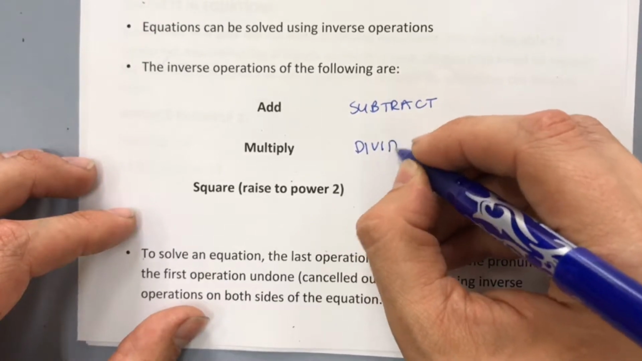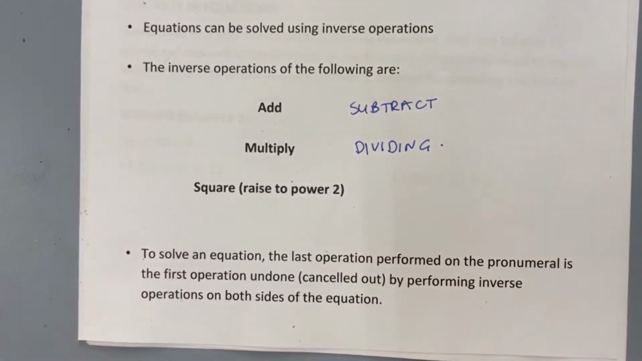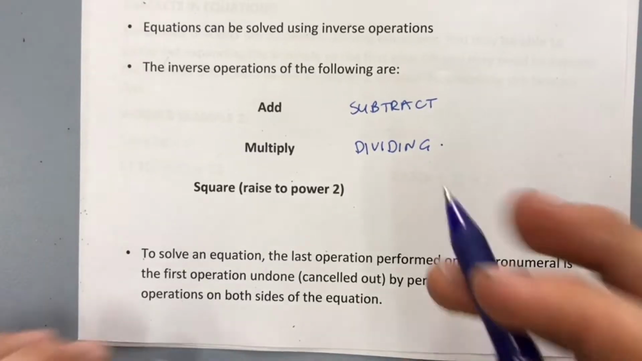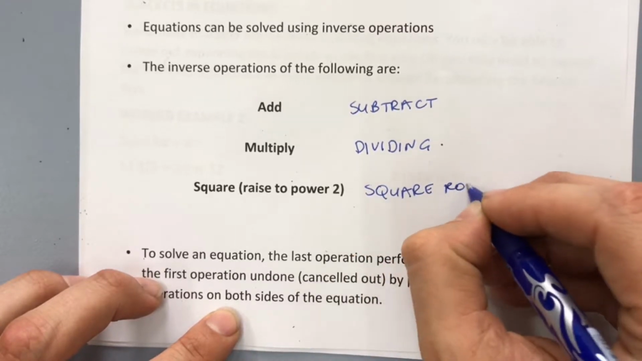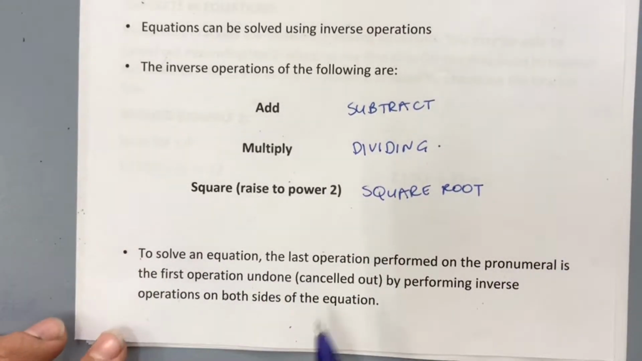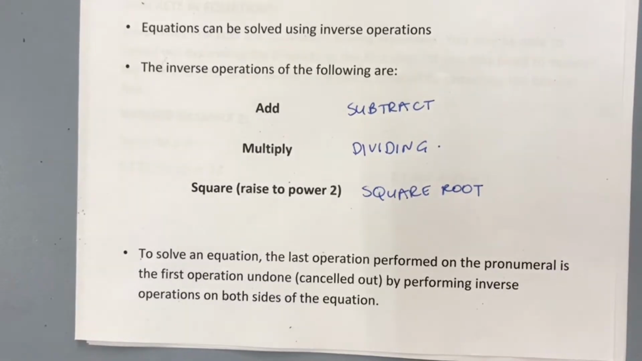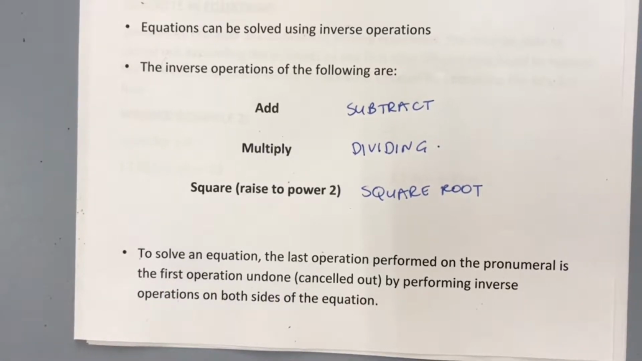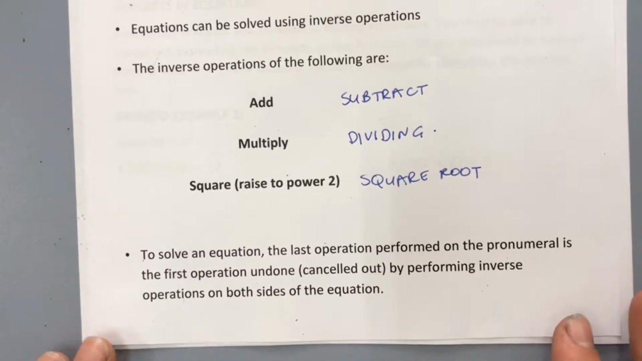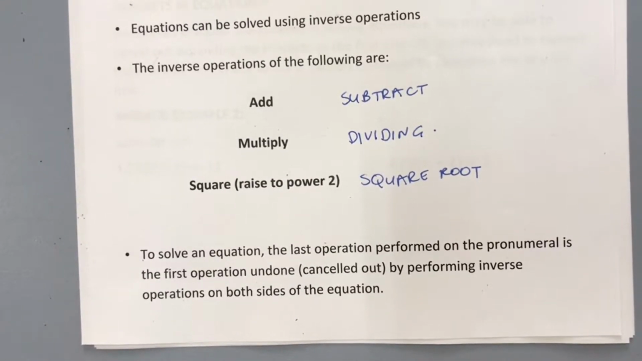If we're raising to the power of 2, what's our inverse or our opposite to squaring something? Root. Yeah, square root, okay, good. What's a surd? Okay, so as you're working through solving equations, looking at particular types of operations that are happening, you're doing the opposite to the operation that you can identify. So to solve an equation, the last operation performed on the pronumeral is the first operation undone or cancelled out by performing inverse operations on both sides of the equation.